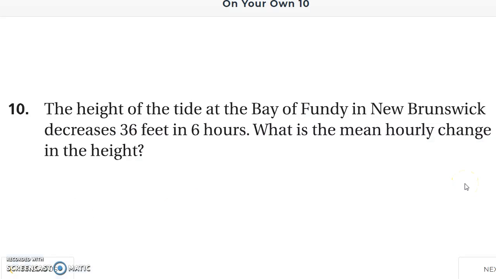Another one. It decreases 36 feet in 6 hours. What's the mean hourly change? So it went down negative 36 feet. So you do negative 36 divided by the total number of hours, which is 6. I think you figured that one out already. Good work.